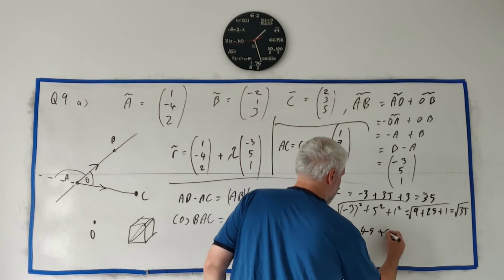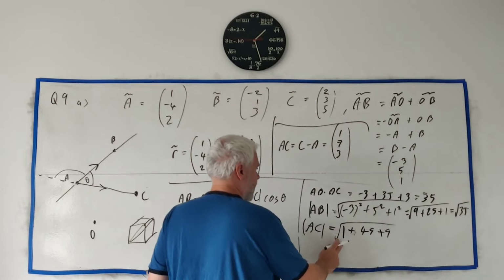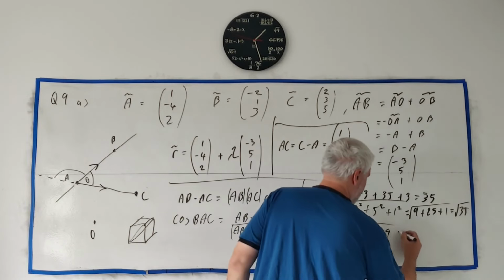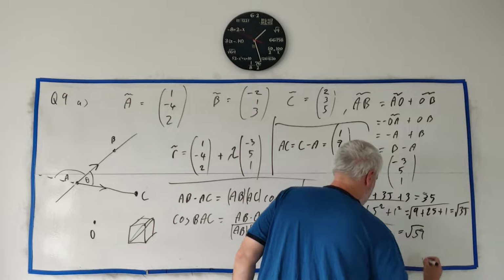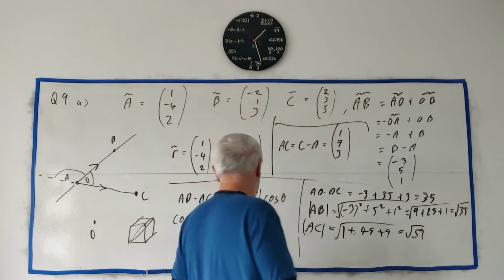Plus 3 squared, which is another 9. Square root of all that. That's 10 plus 49. That's square root of 59. Okay, that's everything we're going to need to do this.